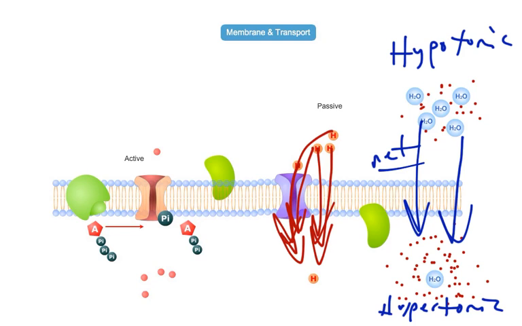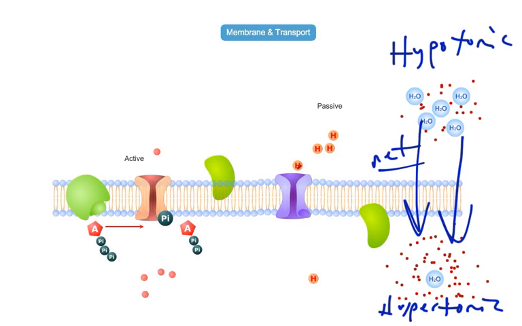Now if they had to bind to this protein and then the protein pushed them through, that would be facilitated diffusion. They needed the aid of the protein to get through. Okay? If it just goes through a channel, it's still simple diffusion. But if it has to bind to the protein and the protein has to move it through, that's facilitated diffusion.